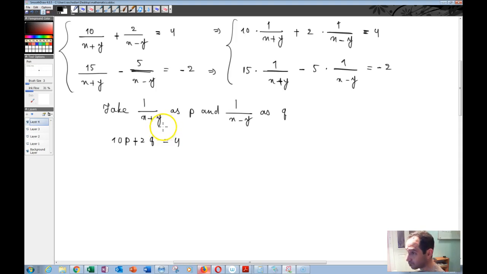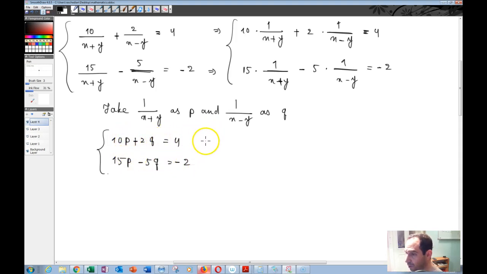It's again the same story, meaning that you would get two steps of substitution. And here again you have 15 times 1 over x plus y, which is p, so 15p minus 5q is equal to negative 2, and now you have a pair of linear equations, okay? And then somehow you need to solve these problems. You can simplify this a little bit.